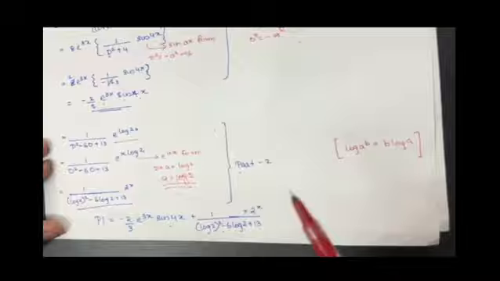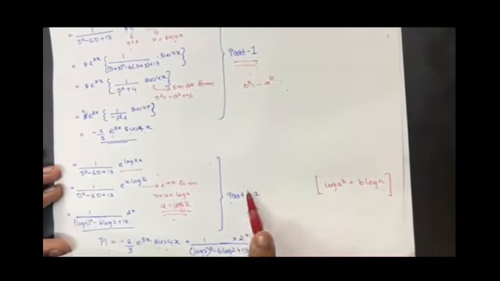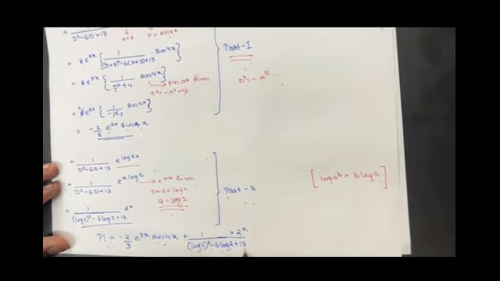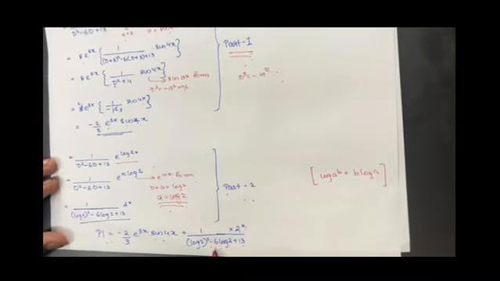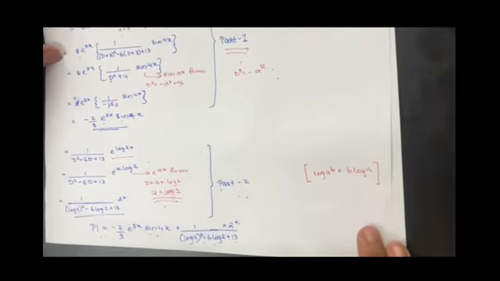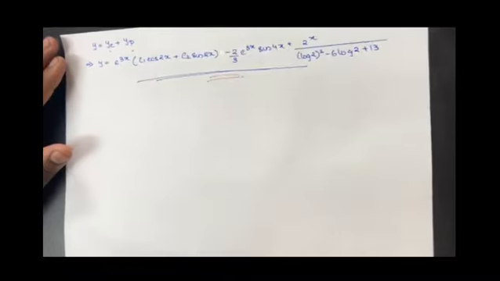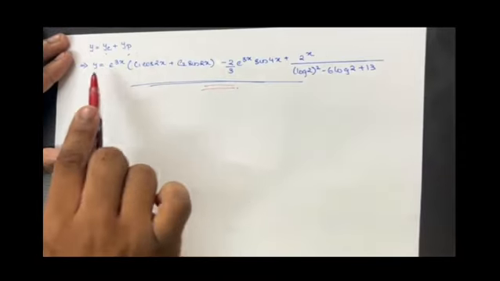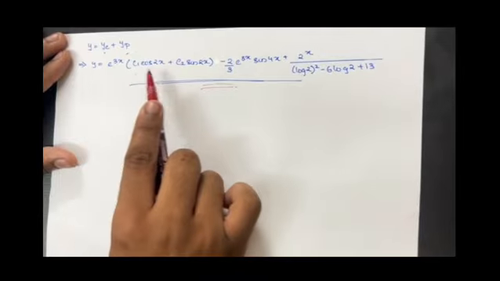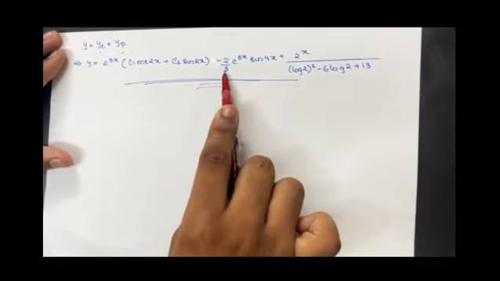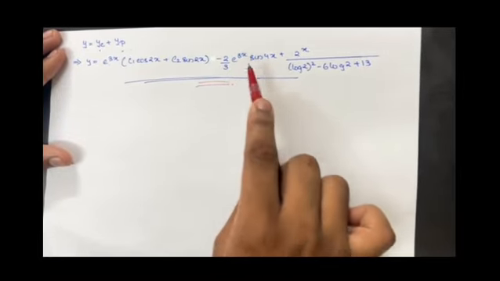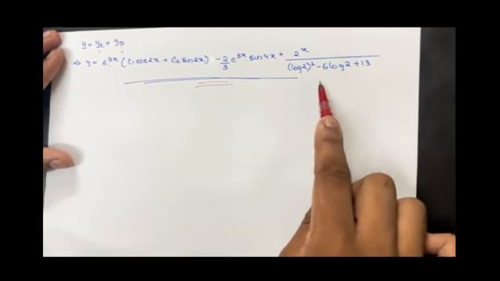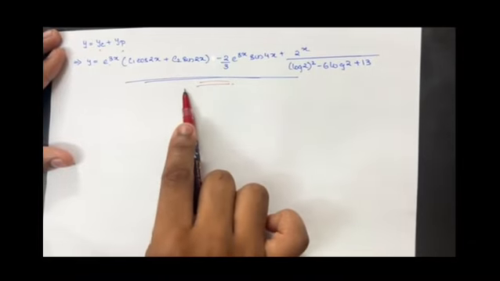Therefore our PI is nothing but the summation of part 1 and part 2, that is minus 2 by 3 into e to the power 3x into sine 4x plus part 2, that is 1 by log 2 whole square minus 6 log 2 plus 13 into 2 to the power x. Therefore our solution for this differential equation is y is equal to the summation of our CF and PI, that is y is equal to e to the power 3x into c1 cos 2x plus c2 sin 2x minus 2 by 3 e to the power 3x into sin 4x plus 2 to the power x divided by log 2 square minus 6 log 2 plus 13, and hence we derive our answer.